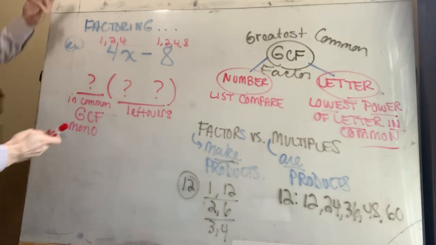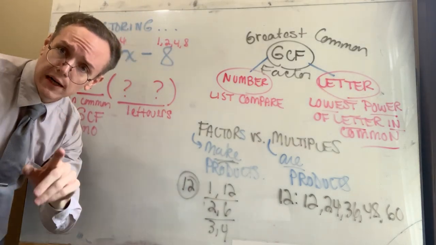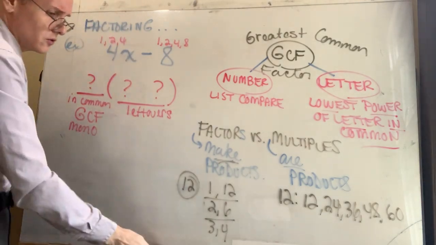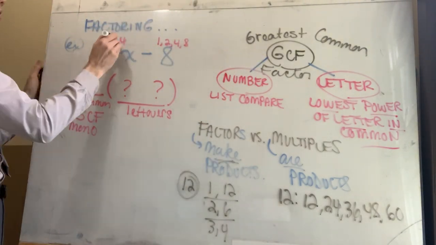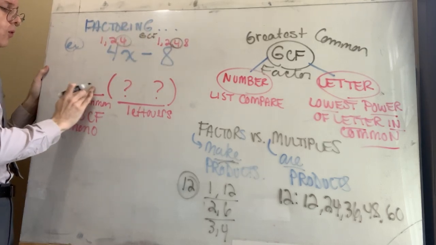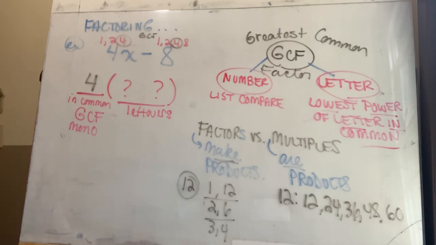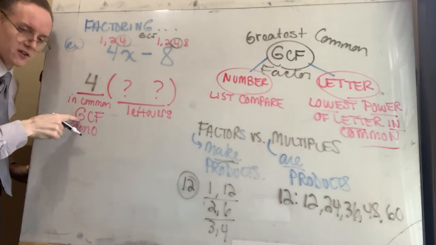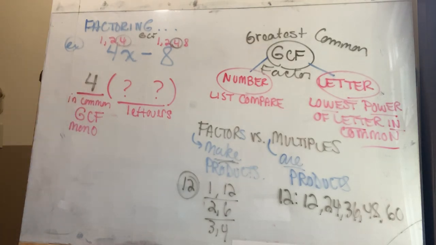All right. Everything is made of the factor of 1, but you ideally want the greatest common factor. So what's the greatest common factor in this particular case? 4 itself is the GCF. Therefore, 4 would be sitting here. It's not just in common, it's the greatest thing in common. And it's a monomial because it's one term wide.